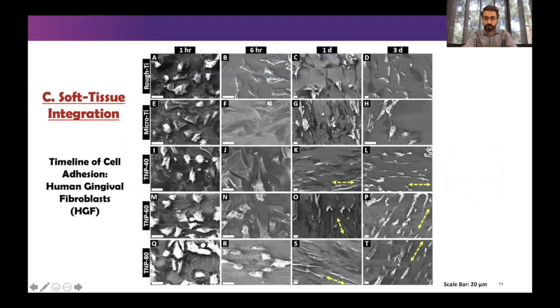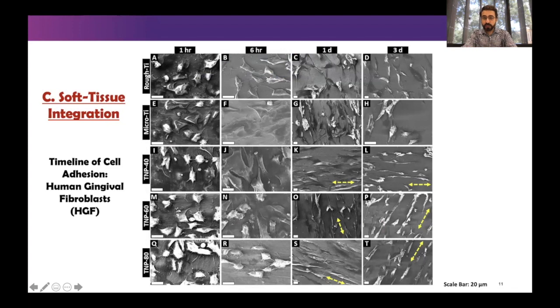Next, we look at the soft tissue integration, which is very important at the transmucosal region of the implant because it serves as a barrier towards the ingress of pathogens. We looked at different time points starting at 1 hour because we believe it is an initial time point which dictates the further behavior of the cells. Even starting at 1 hour, we see that the cells on the nanopores synthesize more ECM, more filopodia and stress fibers. Interestingly, from day 1 onwards, we see that the cells start to align parallel to the nanopores.